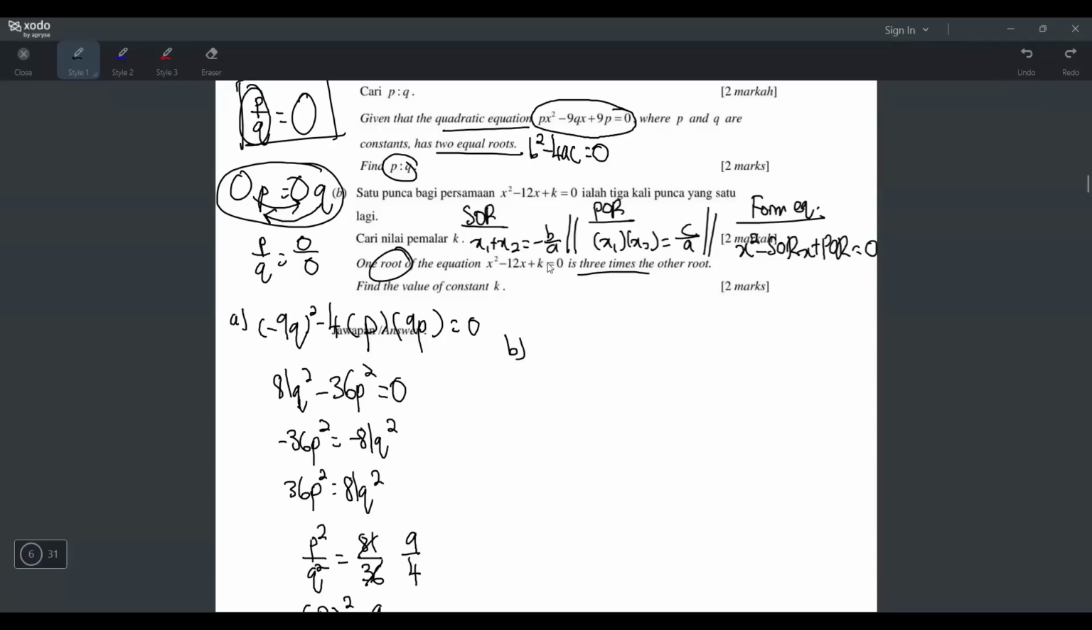Let's read. One root of this equation is 3 times the other root. Okay, let's write out the equation first. Okay, make sure it's in general form. Is it in general form? Yes. Your A, B, and C, you can read it clearly. That means it's already in general form.